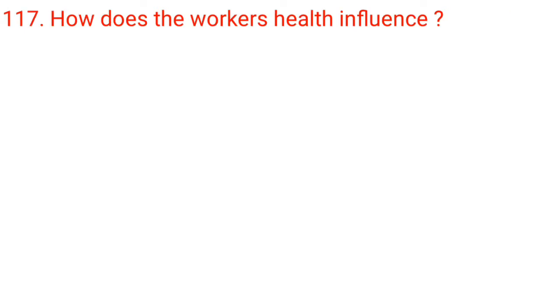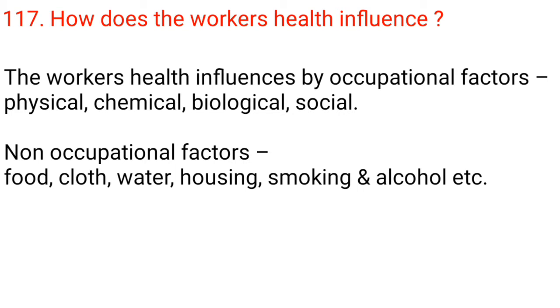117. How is the worker's health influenced? The worker's health is influenced by occupational factors: physical, chemical, biological, social. Non-occupational factors: food, clothing, water, housing, smoking and alcohol, etc.